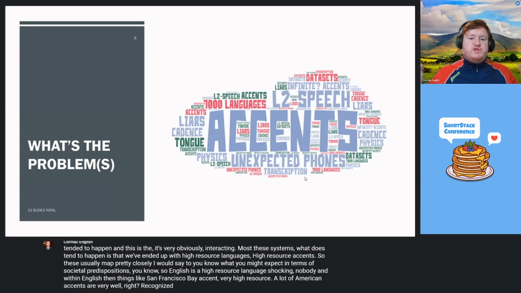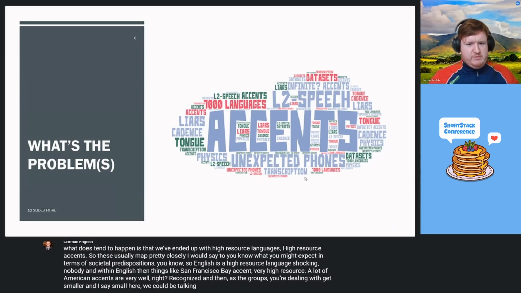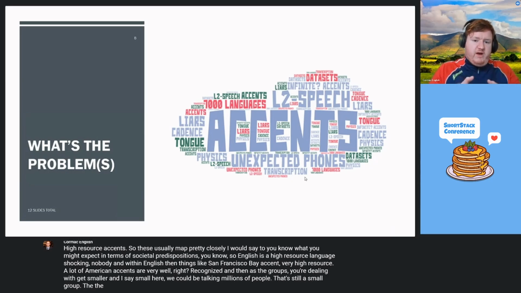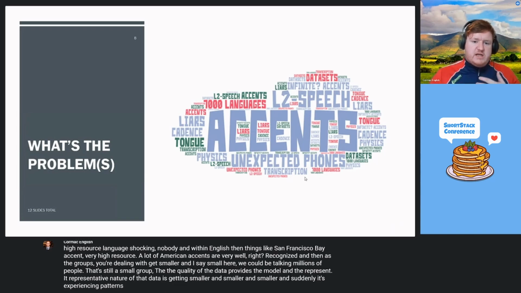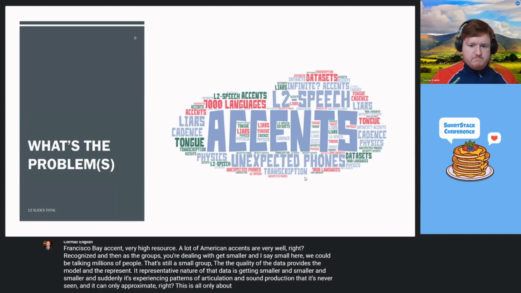And then as the groups you're dealing with get smaller, and I say small here, we could be talking millions of people. That's still a small group. The quality of the data provided to the model and the representative nature of that data is getting smaller and smaller and smaller. And suddenly it's experiencing patterns of articulation and sound production that it's never seen. And it can only approximate, right? This is all only about approximation.